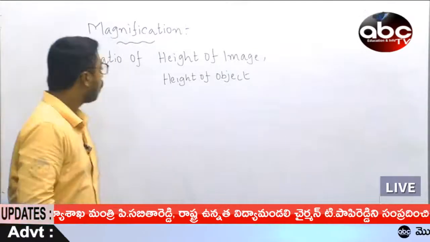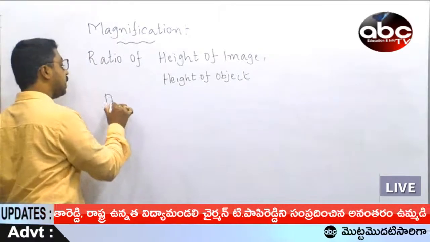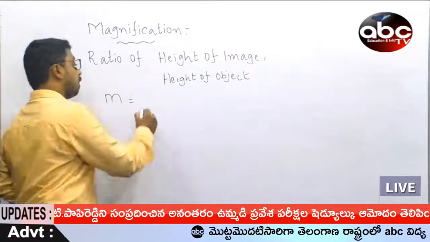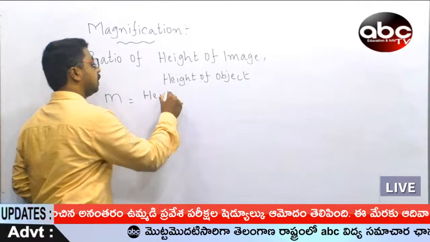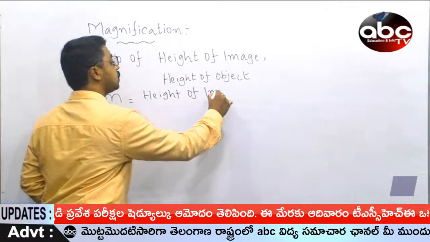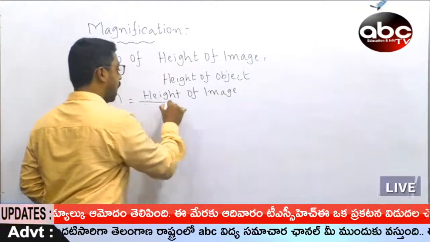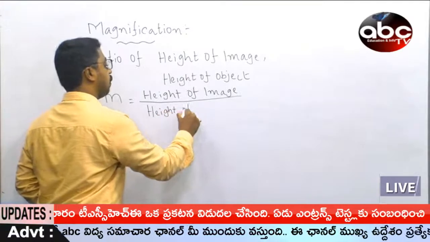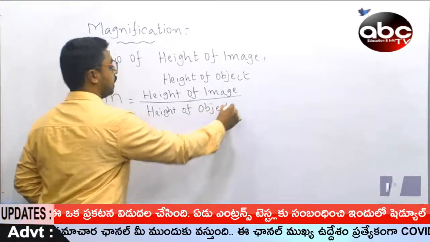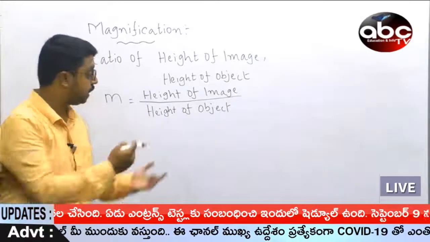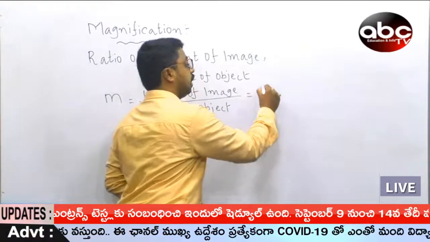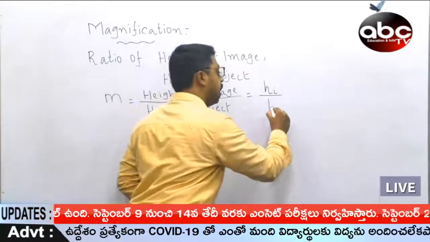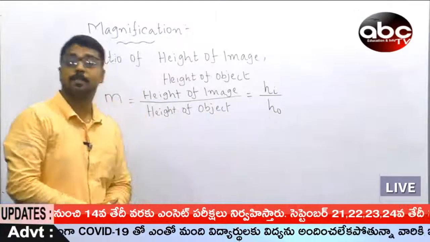So listen carefully. Magnification is represented by small m. Therefore, we can easily write that height of image by height of object. And of course, this can be shortened further: HI, that is height of image, by HO, that is height of object.